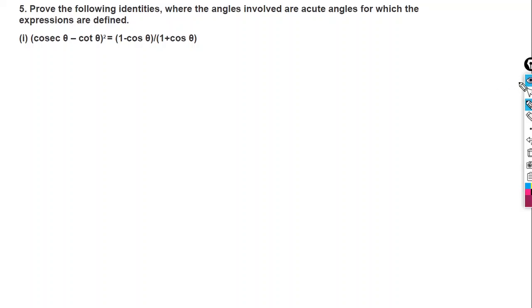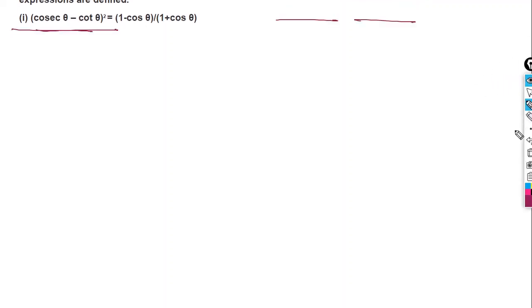So the question says, prove the following identities where the angles involved are acute angles for which the expressions are defined. Okay, so we have to prove them. Now let's try it out. I will write the question.